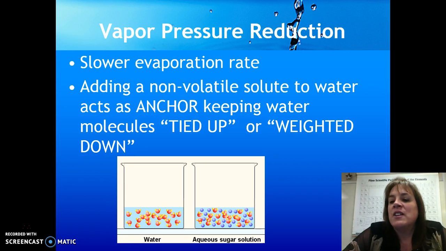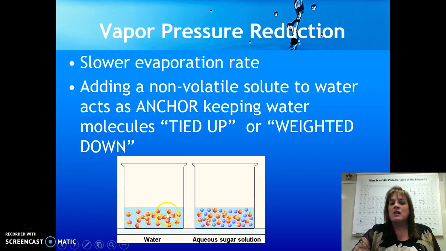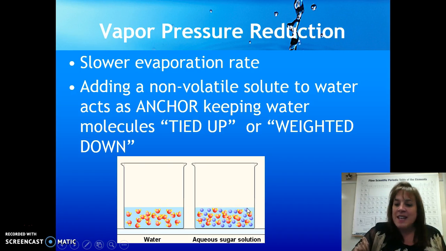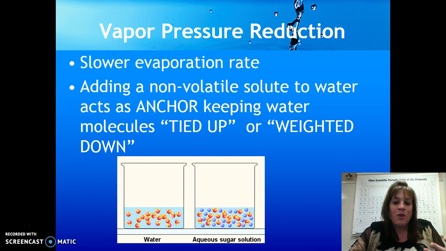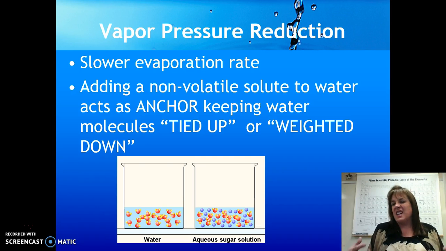Another colligative property is called vapor pressure reduction. What happens is you slow the evaporation of the liquid, the solvent. When you add a non-volatile solute, for example, to water, it keeps all the molecules tied down. Normally the water molecules on the surface are what evaporate. But if we put in some sugar or some salt, now those take up some of the spaces at the surface and they can't evaporate, right? These are non-volatile, they don't evaporate. So that prevents some of that water from evaporating. So vapor pressure reduction really is like slowing down the evaporation of a liquid.